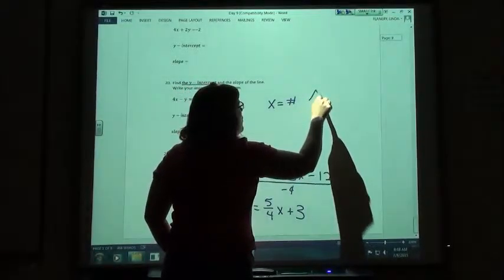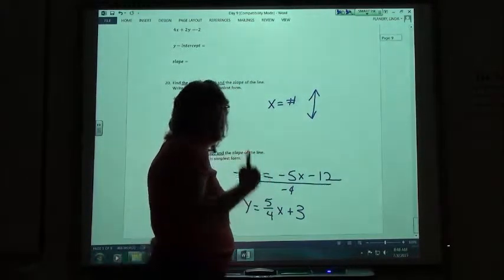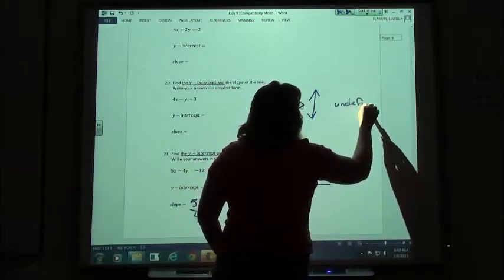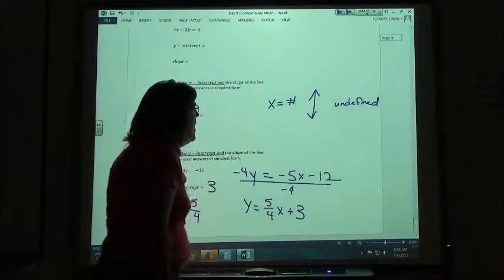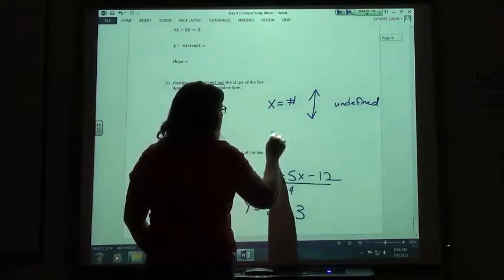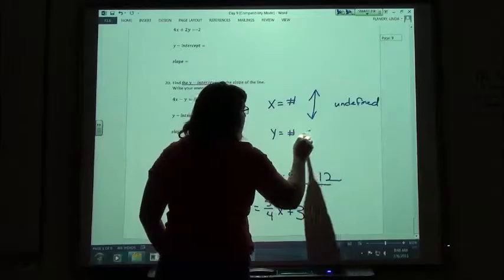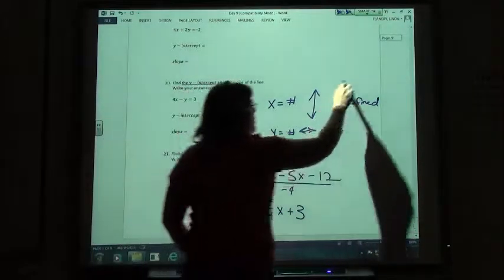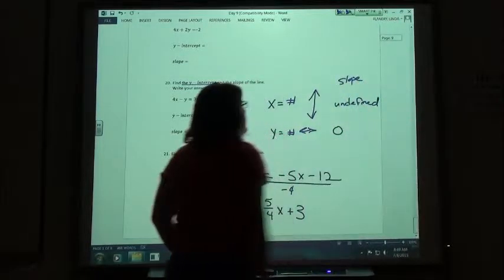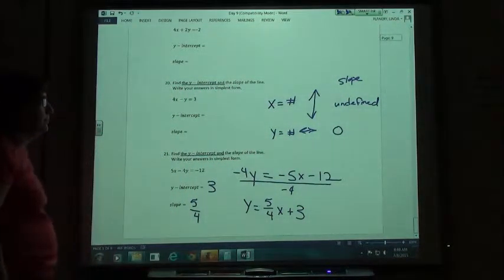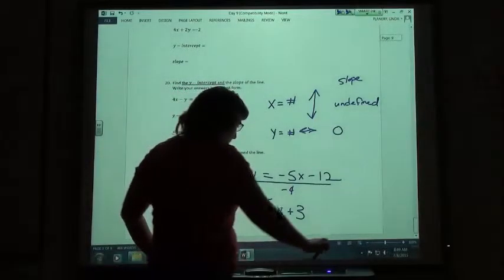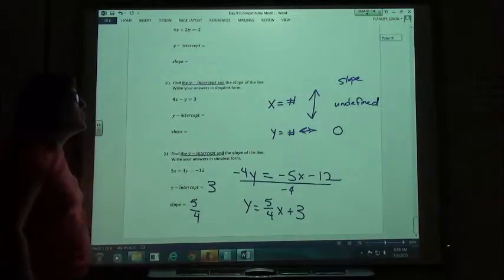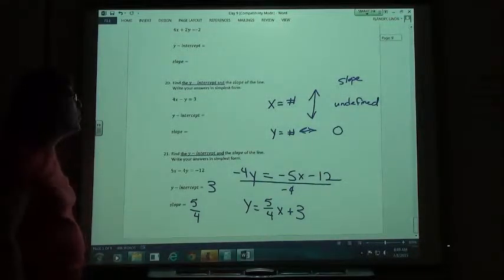Now there are those special cases that you have to keep in mind, that if you have x equals your number, your line is vertical, and the denominator would be 0, so your slope is undefined. And if I have y equals a number, my line goes horizontal, my slope is going to be 0. So just keep that in mind for those special cases when they ask you about the slope of a vertical or a horizontal line.